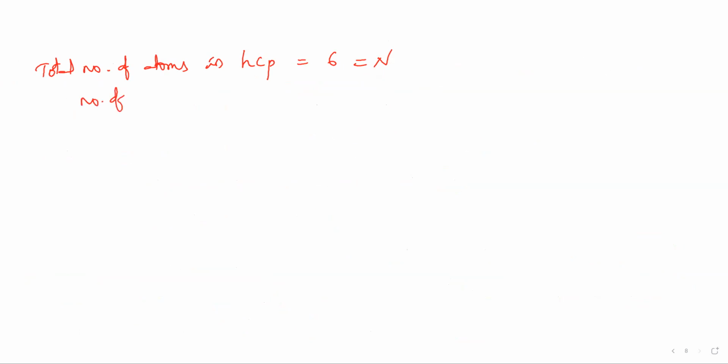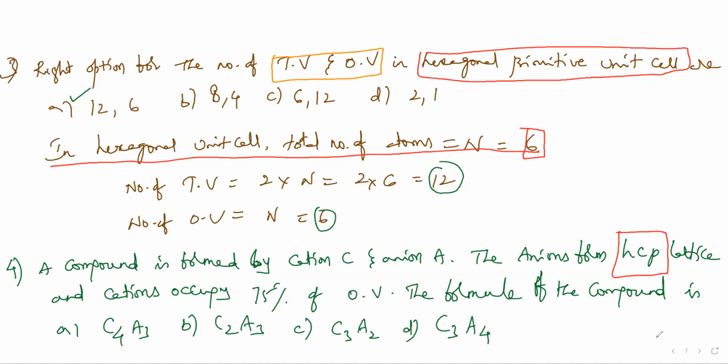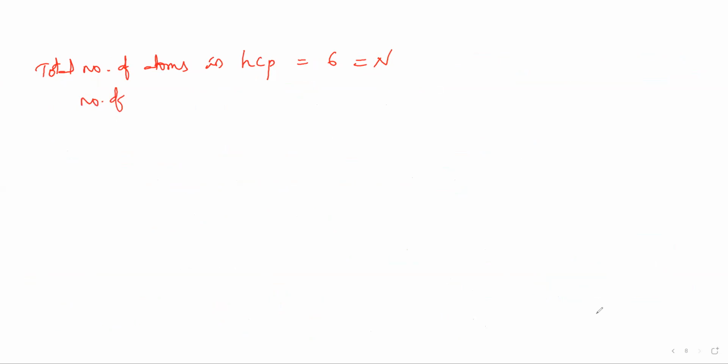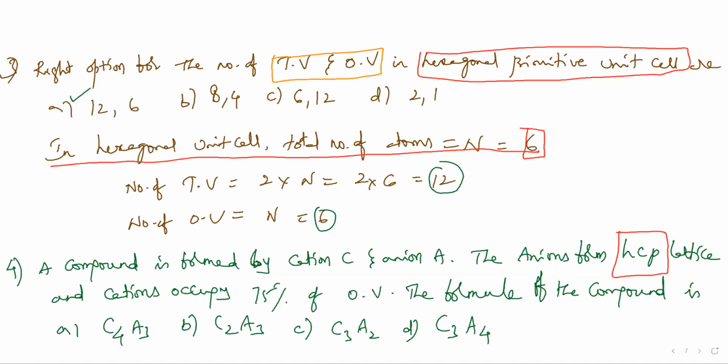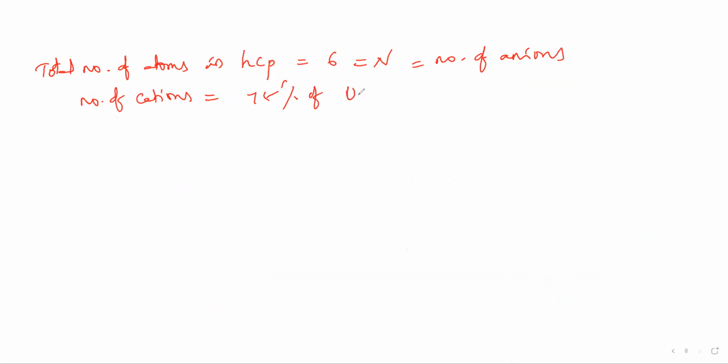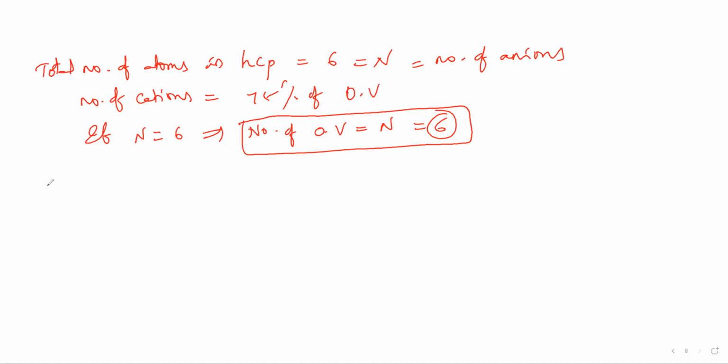So anions form HCP. That means 6 is equal to the number of anions. But number of cations, what is given? 75% of octahedral voids. So if n is equal to 6, the number of octahedral voids is equal to n, that is 6 again. Okay, so now cations. Let us proceed.